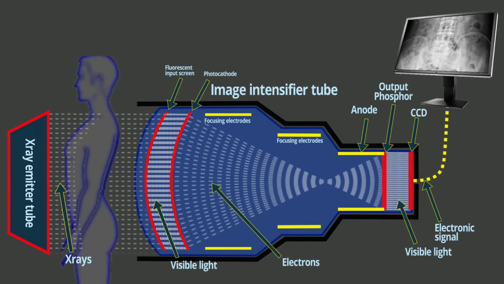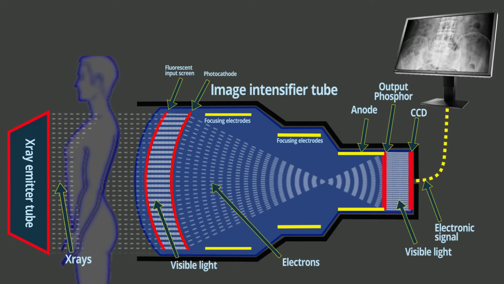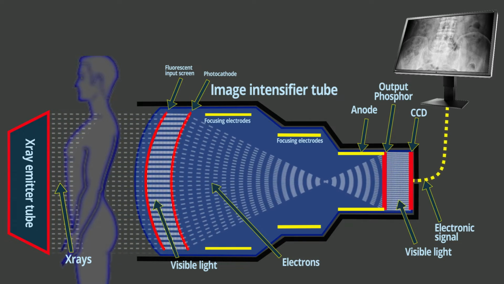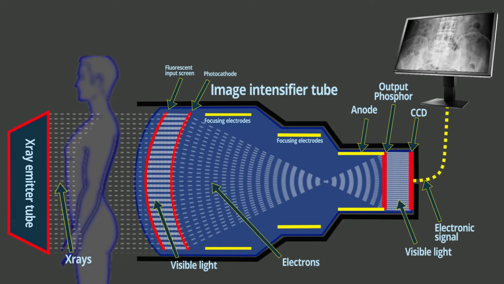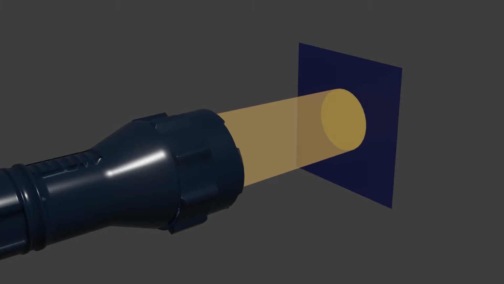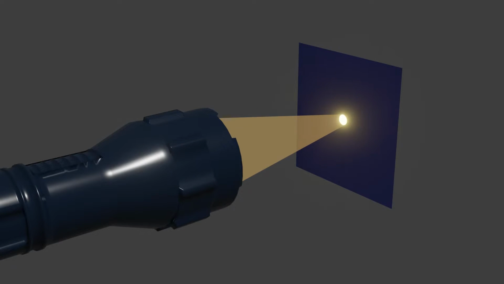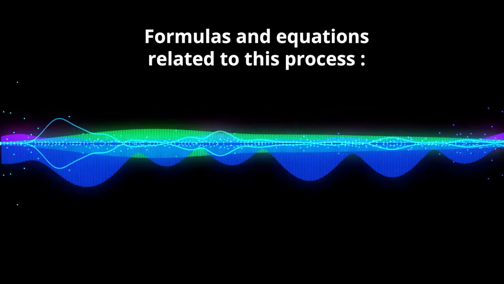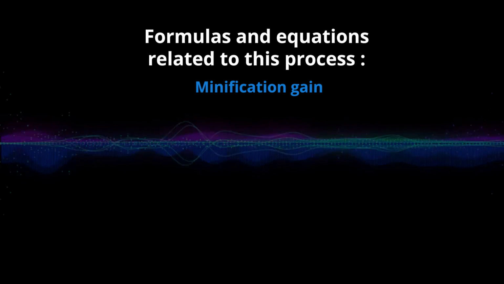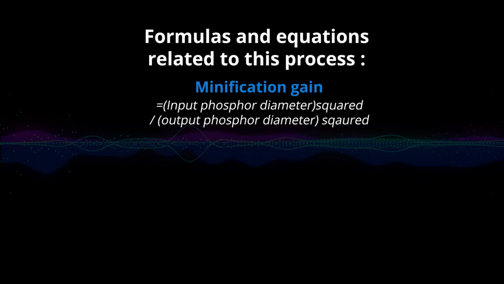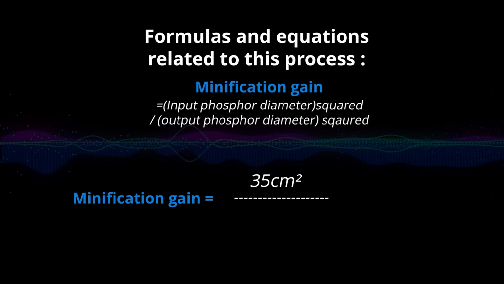The ability to narrow down the electron beam at the photocathode layer to focus onto the smaller surface of the output phosphor is how minification gain is achieved. This is similar to a flashlight, which emits a light beam that is able to be visualized onto a smaller surface. The formulas and equations related to this process are: minification gain equals the input phosphor diameter squared divided by the output phosphor diameter squared. So for example, if the input phosphor diameter is 35 centimeters compared to an output phosphor diameter of 5 centimeters, the result will be the following.